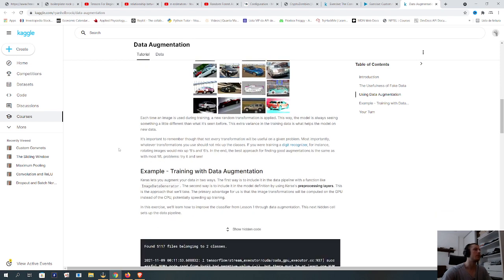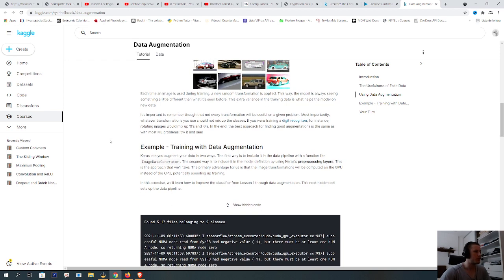So it's pretty much like a version of normalizing the data, or rescaling the data, but for images instead. So that you make sure you find the global minimum when using gradient descent. This extra variance in the training data is what helps the model on new data.